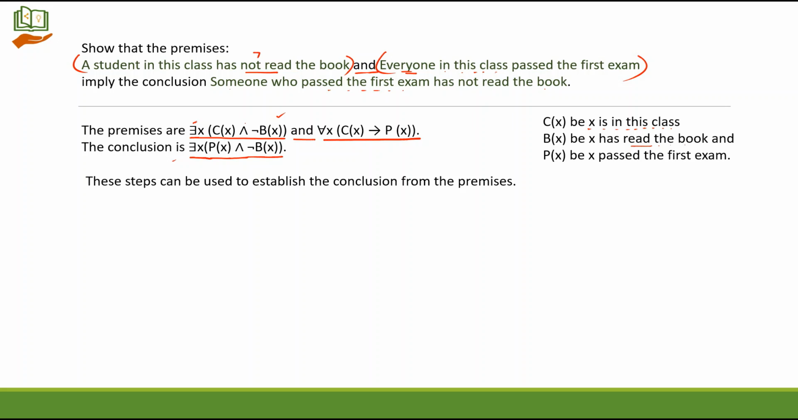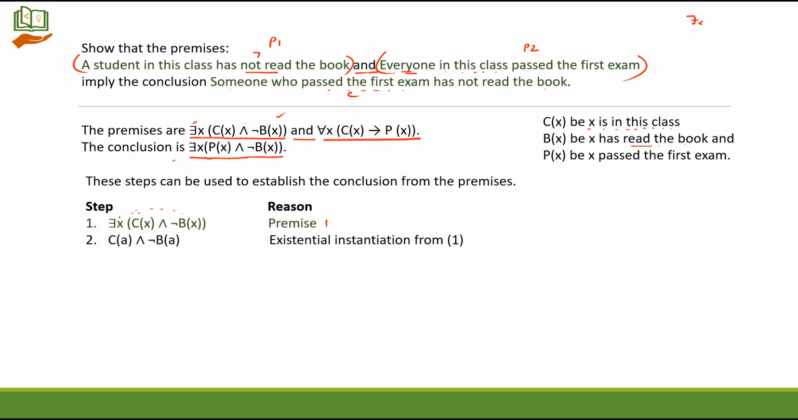These steps can be used to establish the conclusion from the premises. Let's take the step and the reason how this particular step has occurred. That reason is also given. Let's take this to be premise 1 and this to be premise 2 and let's take this to be the conclusion. So this is premise 1.